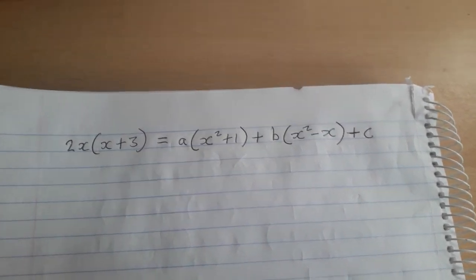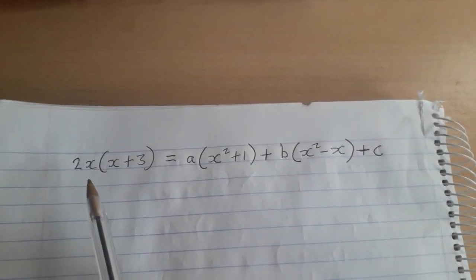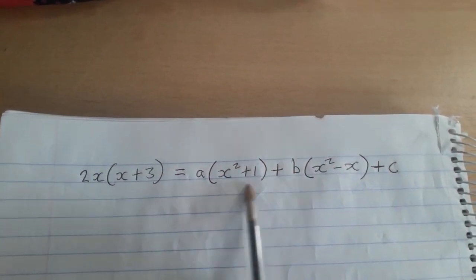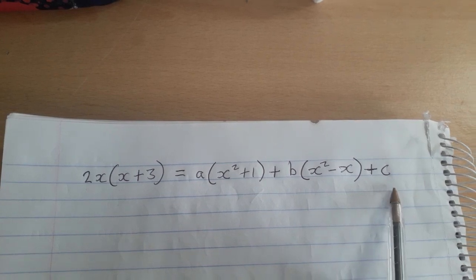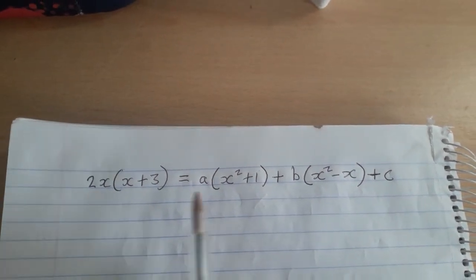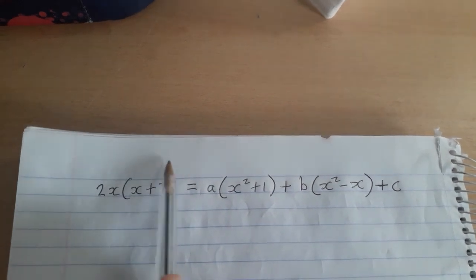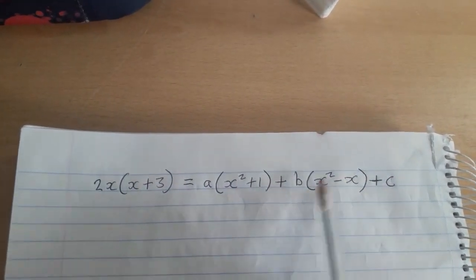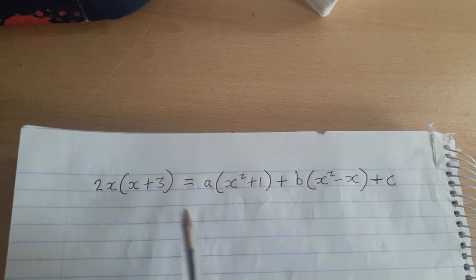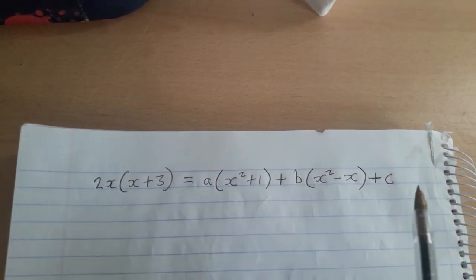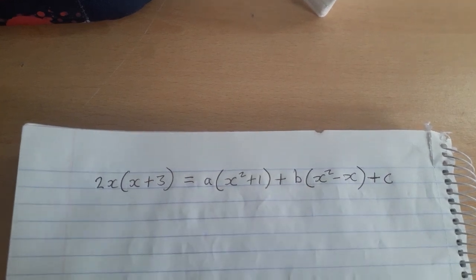Okay, hi all. This type of question is: if this is equal to all of this, for all values of x, find the value of a, b, and c. So they're saying if this side of the equation is equal to this side of the equation, for any value of x that you might substitute in, find the value of a, b, and c. What must a, b, and c be equal to?